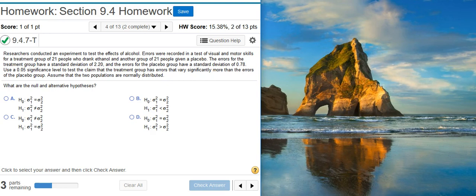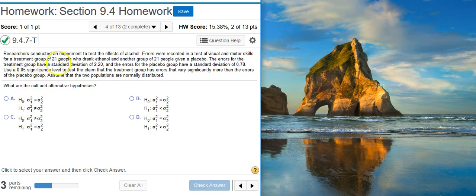Okay, the first part of this problem asks us to determine the null and alternative hypothesis. The null hypothesis is by definition a statement of equality, so here it looks like we're not going to select answer option C. Of the options that remain, we need to look at the claim and compare it with the alternative hypothesis. The claim we see in the problem statement is that the treatment group has errors that vary significantly more than the errors of the placebo group.